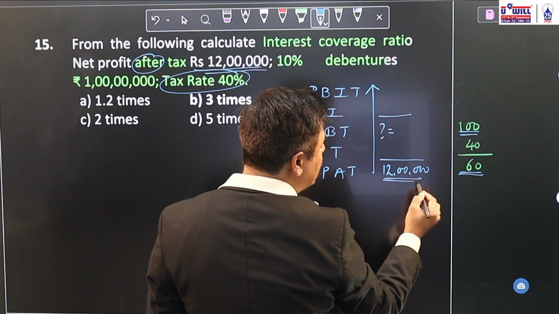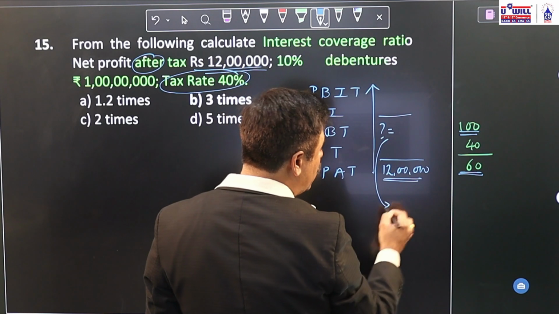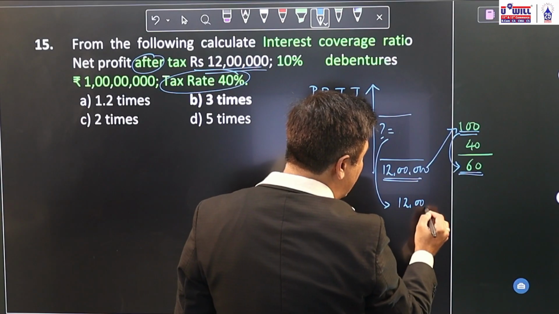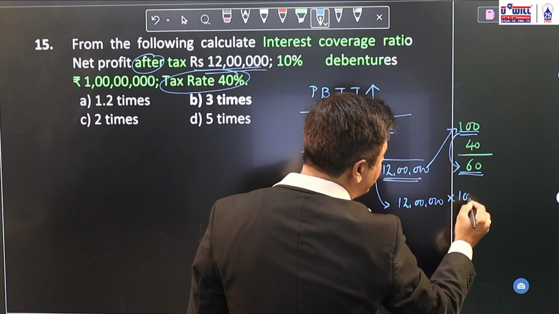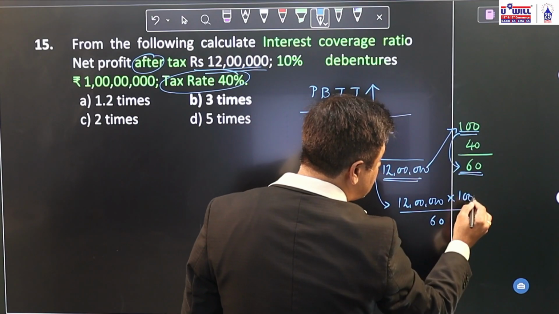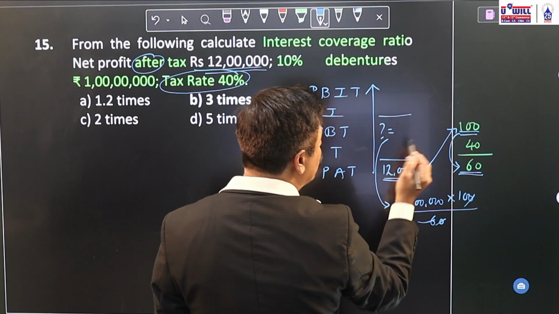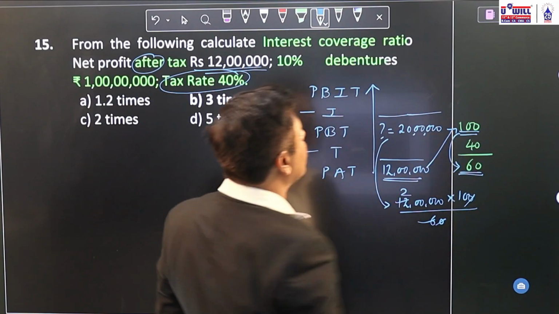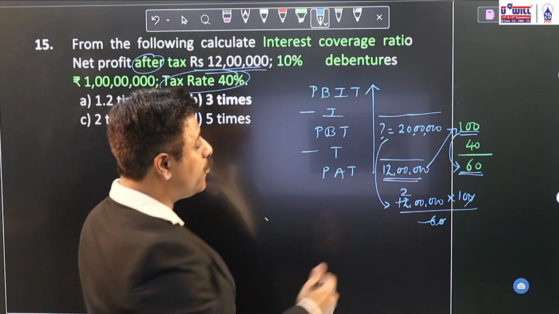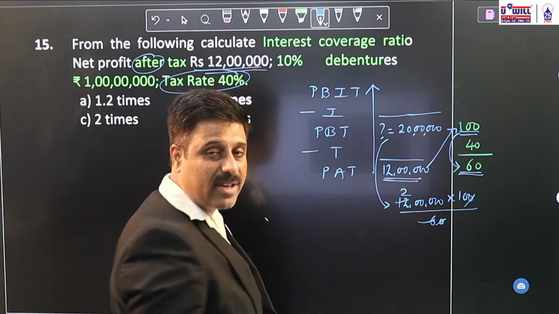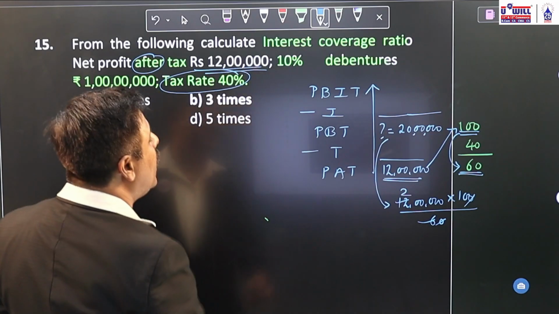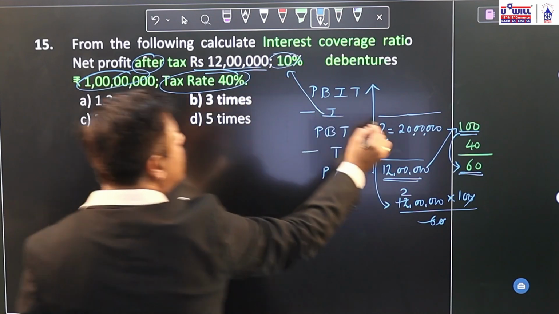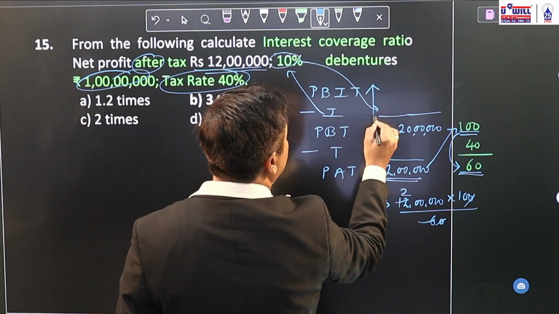So if profit after tax is 12 lakhs, what will this amount be equal to? 12 lakhs into 100 divided by 60. 0 cancels, 6 into 2, 12. So 20 lakhs. Obviously, on 20 lakhs, 40% tax, 8 lakhs is paid, so profit after tax is 12 lakhs. And interest on 1 crore at 10% will be equal to 10 lakhs.